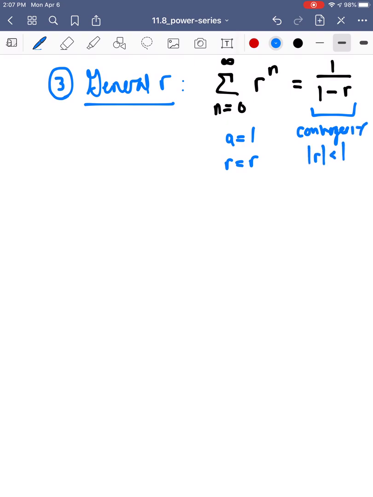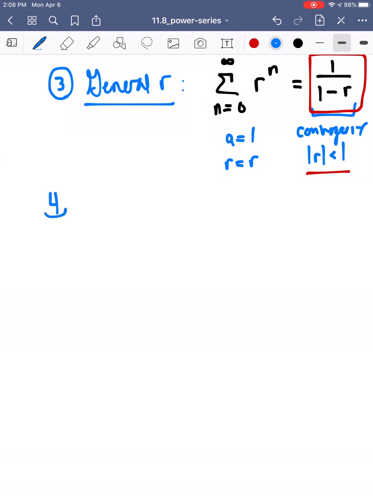So at this point, we're dancing around a lot of ideas. We're saying, hey, if I just write a general geometric series from n equals 0 to infinity of r to the n, my a is 1. This converges if r is less than 1 in absolute value, and I know what it converges to.